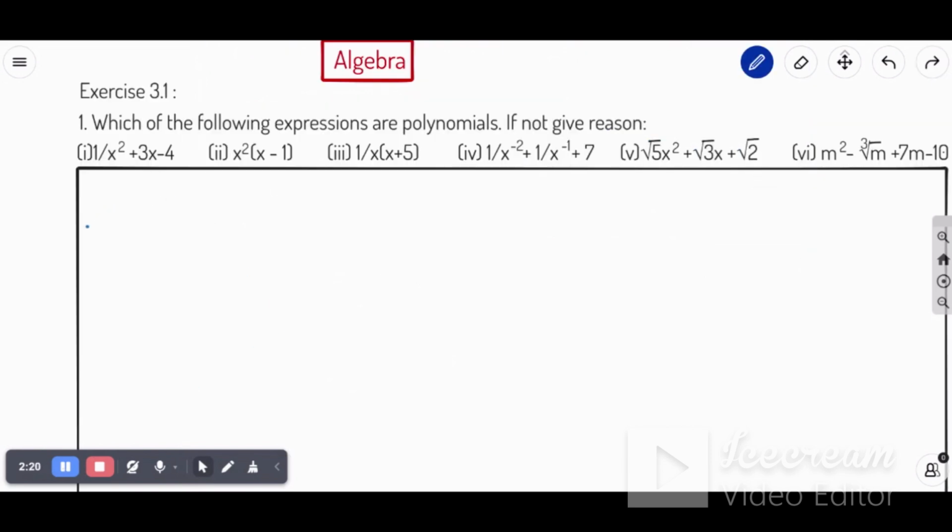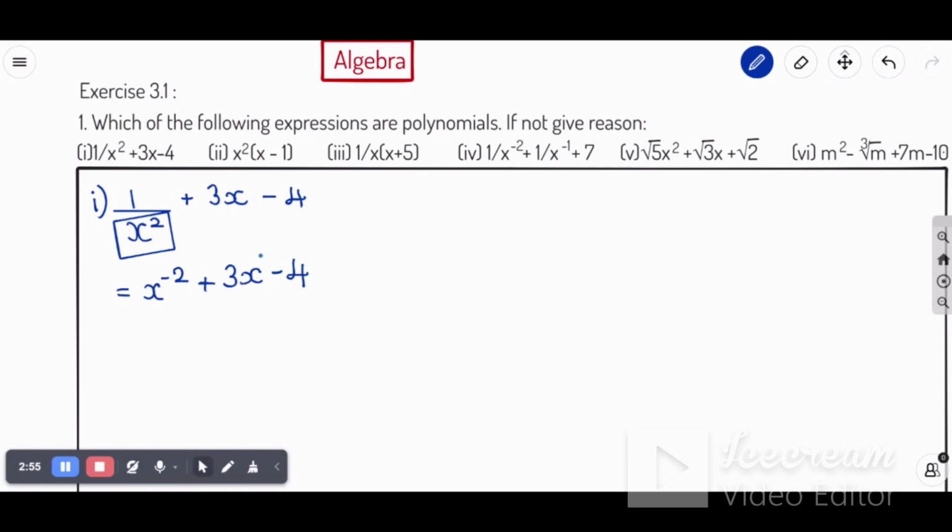Let us start our question. So the solution will be, the first question is 1 by x square plus 3x minus 4. Write the question carefully always. So we have to see all the powers. First of all, let us take this to the numerator. What happens when you take this x square to the numerator? It becomes x power minus 2, plus 3x minus 4.